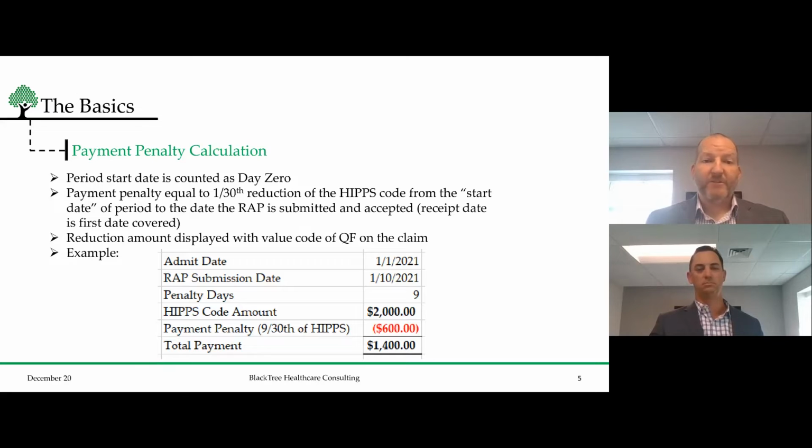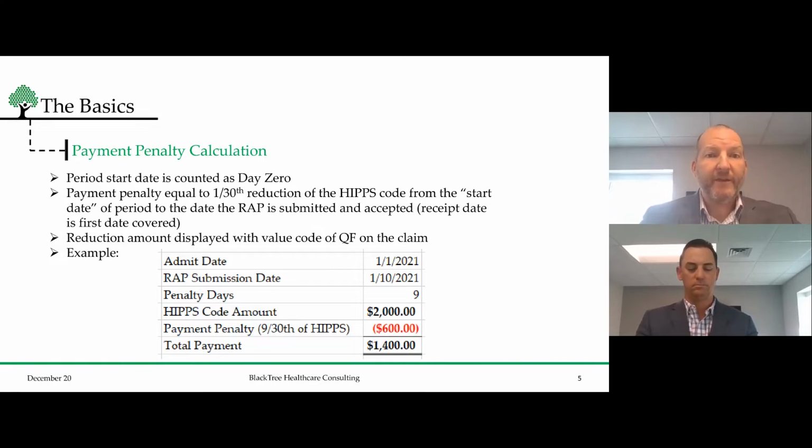A couple questions we get from here is what's counted as day 1. Again, day 1 is really going to be the second day of the period. Another common question we get is the penalty calculation. Are we saying if you're submitted on day 6, it's only a 1-day penalty because you're only 1 day late? No, it actually goes back to the start. So it's from that admission start date, the start date rather of the payment period to the actual date of submission is going to be how that calculation works.